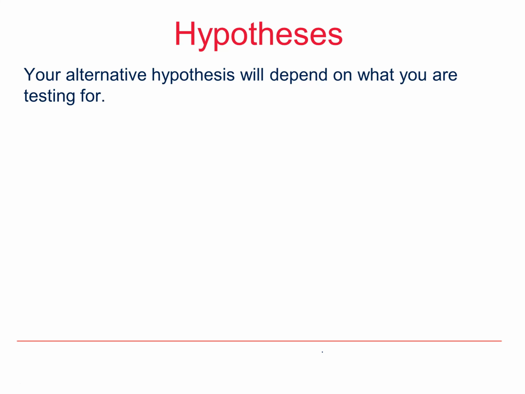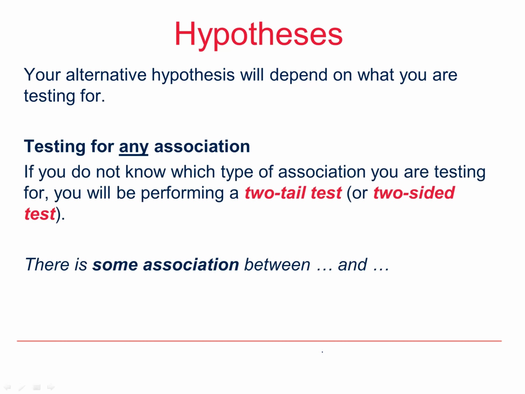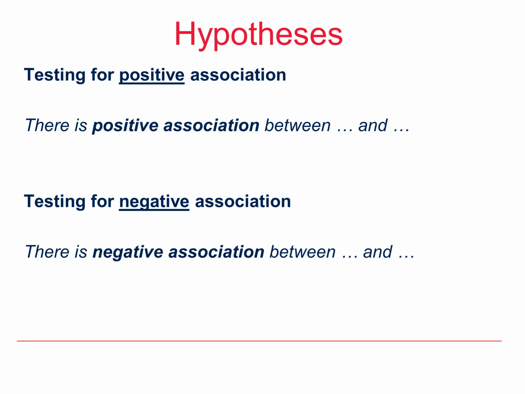You might not know what sort of association you are expecting, and do a two-tailed test. Or you might be looking for either positive or negative association. As always, you need to write down your hypothesis before carrying out the test. In real life, that means before collecting the data, although of course in an exam that isn't possible.